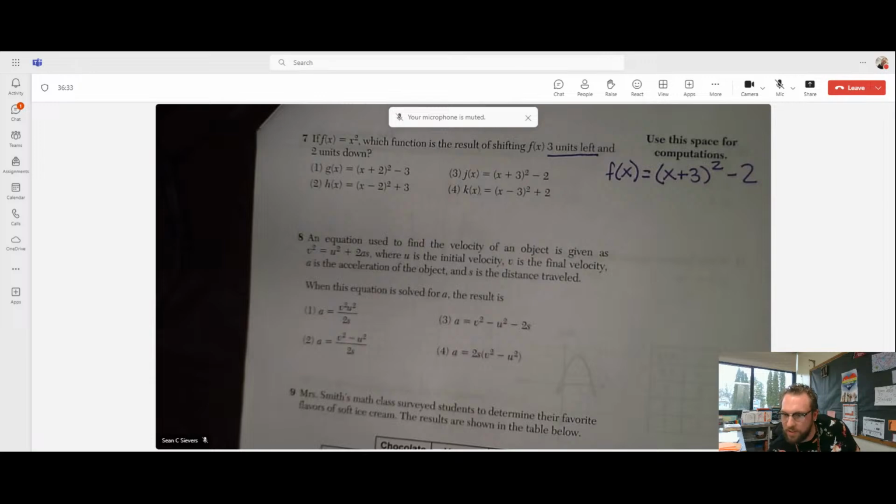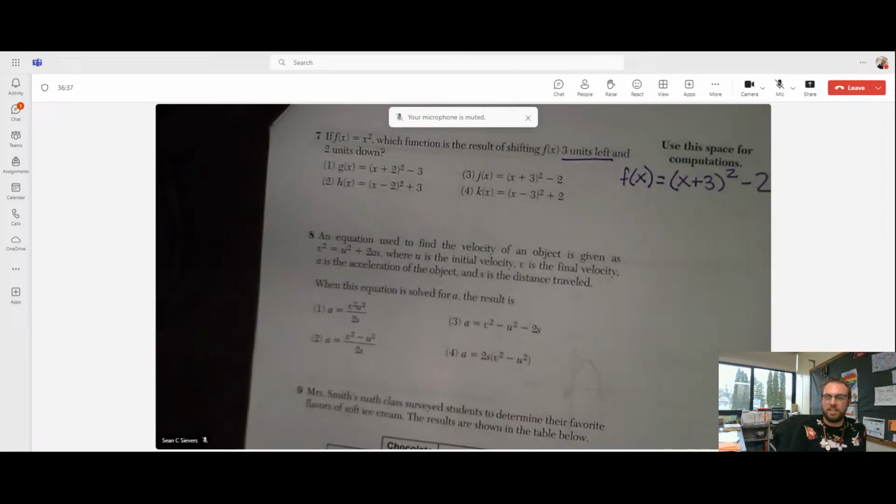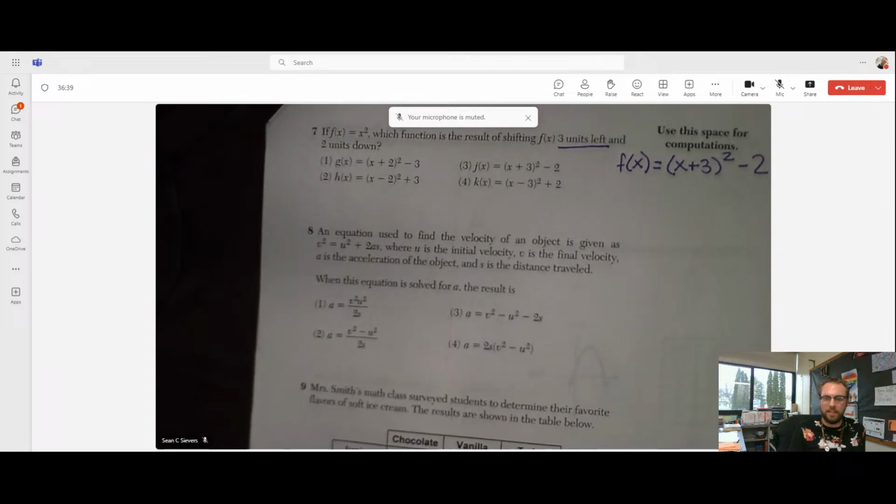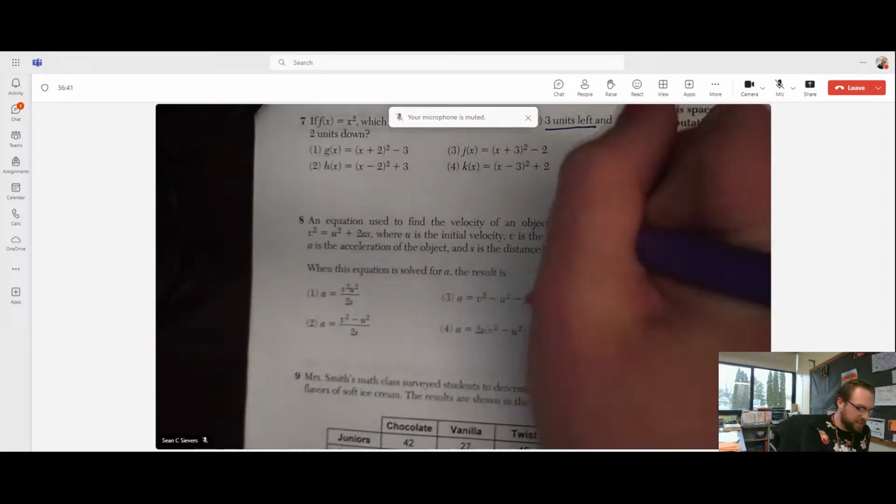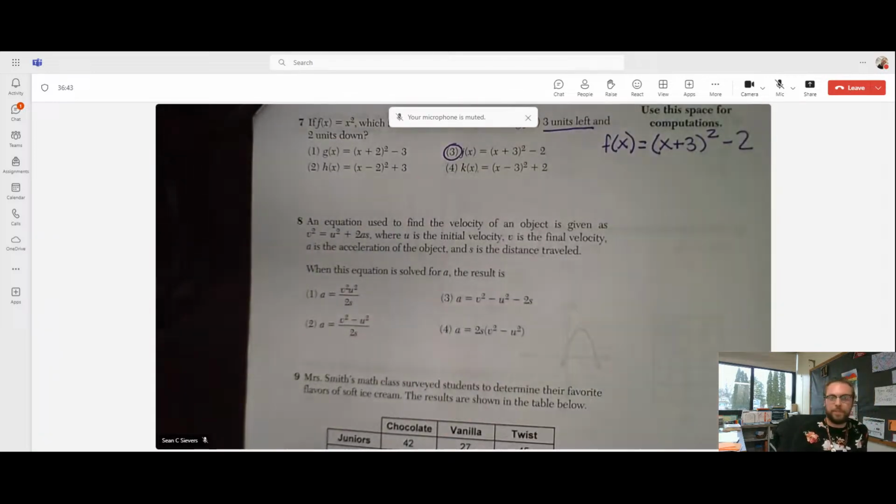So if it's negative, go right instead, and if it's positive, go left instead. Yes, exactly. So it's going to be opposite of what we normally think. So in this case, our answer choice is 3.